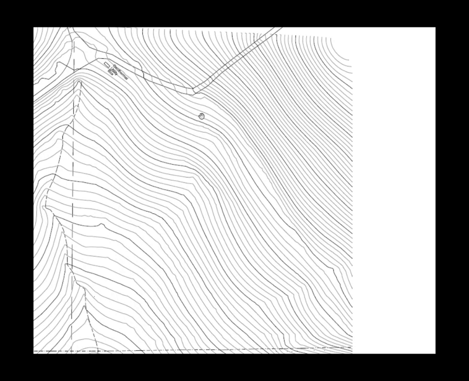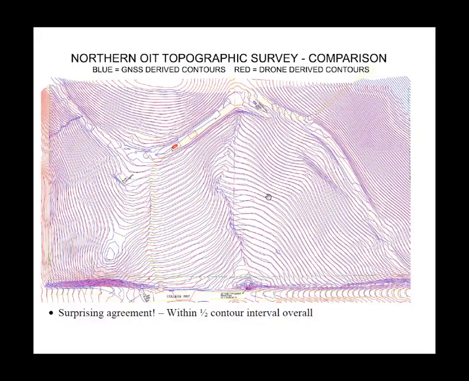Where the drone imagery really looked good, this is that cut bank side slope, and with 278 samples per square foot, the contours really... So here's the composite contour map. The blue contours are from the GNSS RTK, the red are derived from the drone imagery. So overall, I was really impressed with the agreement.